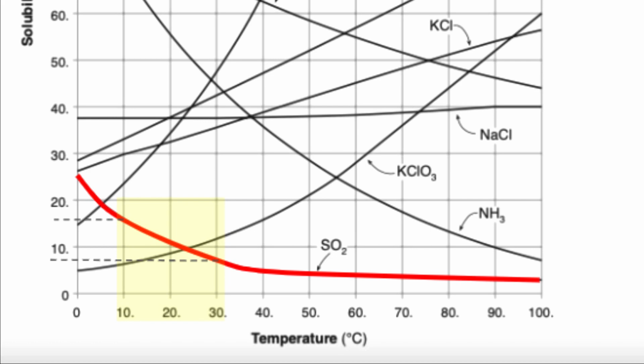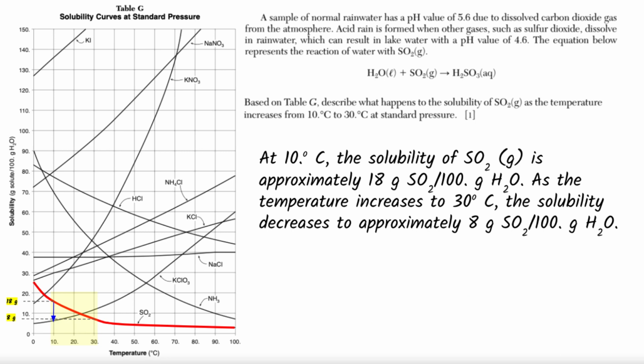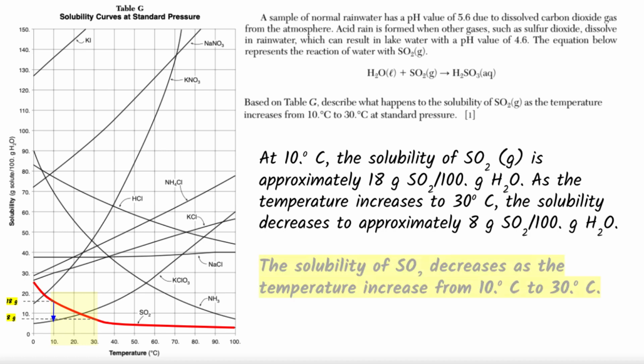I also am only going to focus on the range from 10 degrees Celsius to 30 degrees Celsius on the x-axis. And I'm going to notice that the curve decreases as the temperature increases. Specifically, it decreases from about 18 grams per 100 grams of H2O to about 8 grams per 100 grams of H2O. So at 10 degrees Celsius, the solubility of sulfur dioxide gas is approximately 18 grams per 100 grams of water. As the temperature increases, the solubility decreases to approximately 8 grams of sulfur dioxide per 100 grams of water. So I would say the solubility of SO2 decreases as the temperature increases.